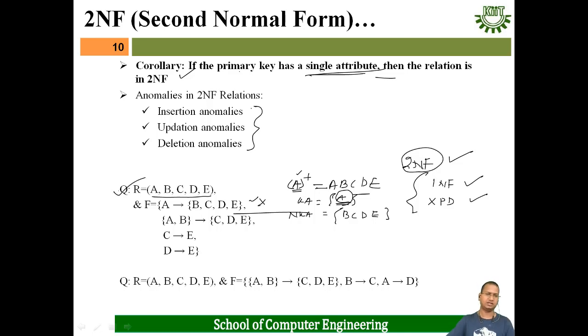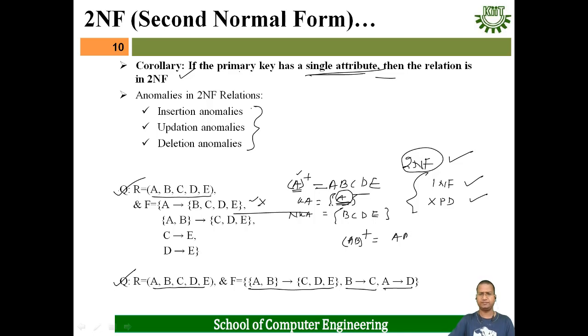This was your question number 1. Now check question number 2. Suppose a relation with 5 attributes A, B, C, D, E, and the functional dependency set is A, B determining C, D, E; B determining C; A determining D. Then what is the normal form of this relation? First, I have to find out the candidate key. Take A closure: only A, D. Then a single attribute key will not be present. Okay, first take 2 attributes. A, B closure.